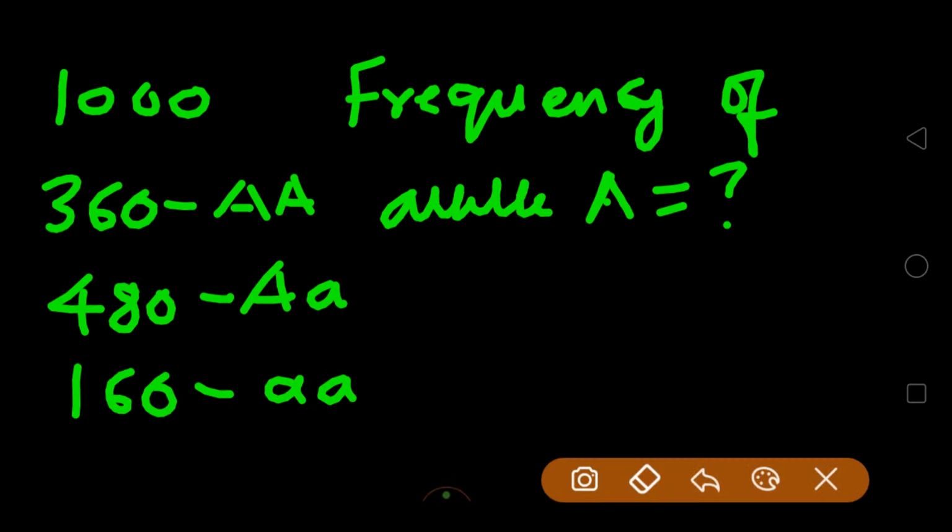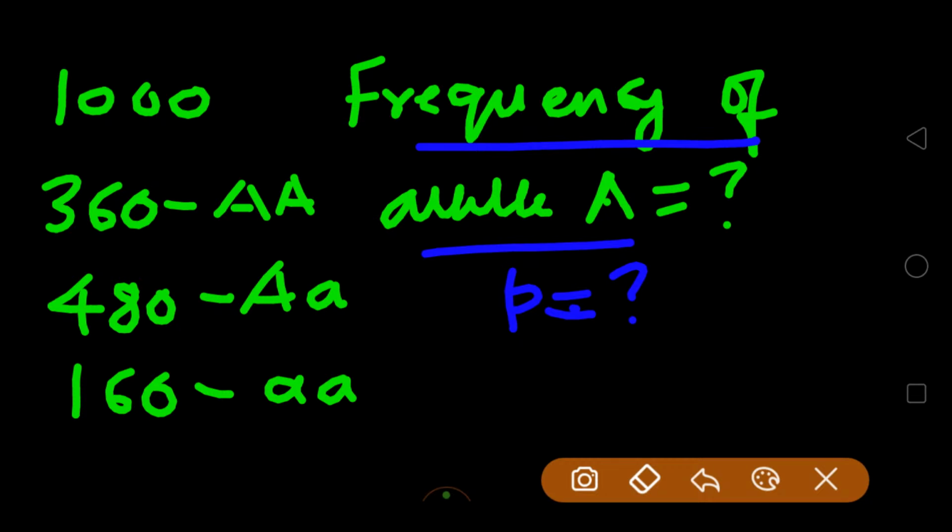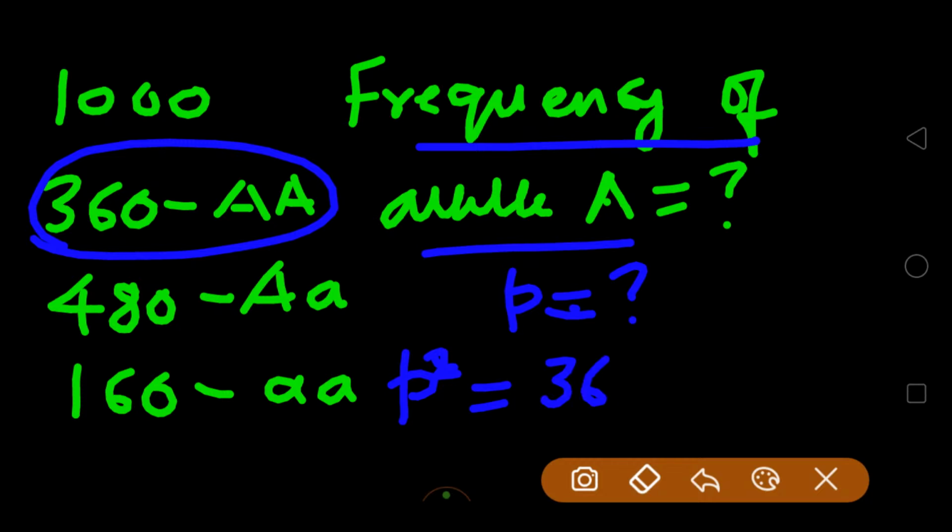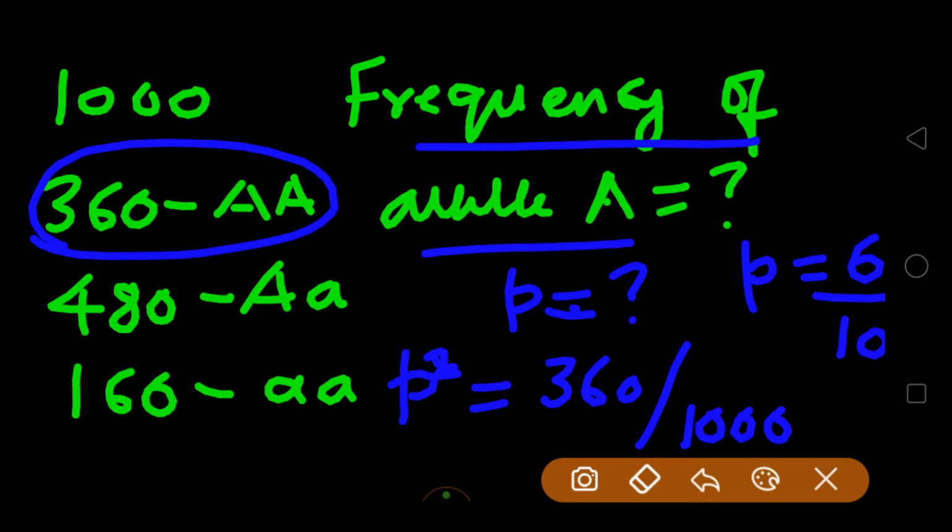So what is the answer? They're indirectly asking the frequency of allele capital A. Indirectly, they're asking p. P square is equal to the total number of homozygous dominant, which is 360, by 1000, because the total number of individuals is 1000. So take the square root on both sides: 6 by 10. So p is equal to 0.6. Right.